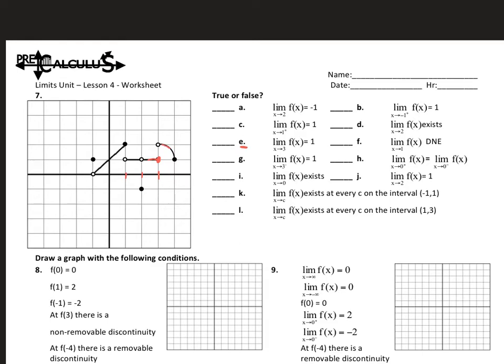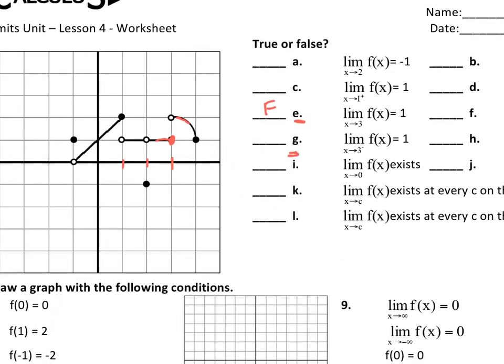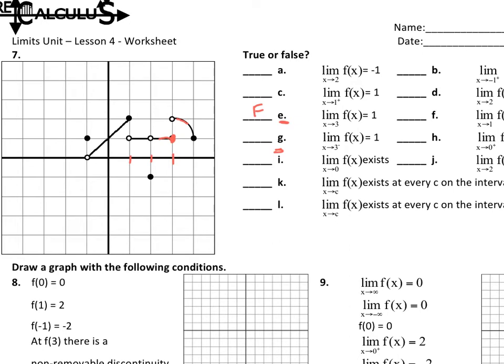So if we are approaching from the left and right, are we approaching 1? Well, no, that's false, right? In this case, the limit would not exist, because we're approaching two different places. As opposed to underneath it, which asks, what about when it's approaching from the left? Is it approaching 1? Yes, from the left it's approaching 1, just not from the right.